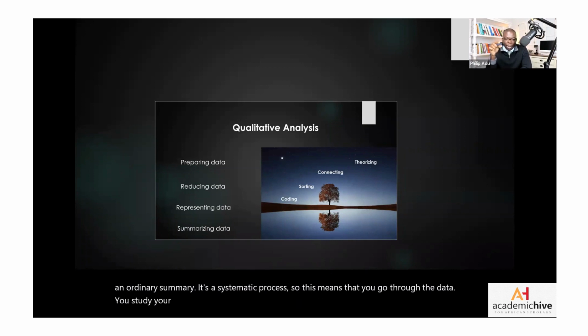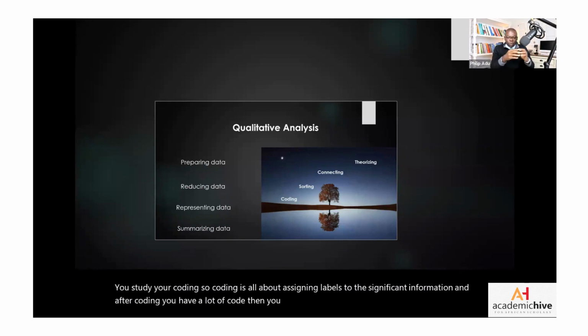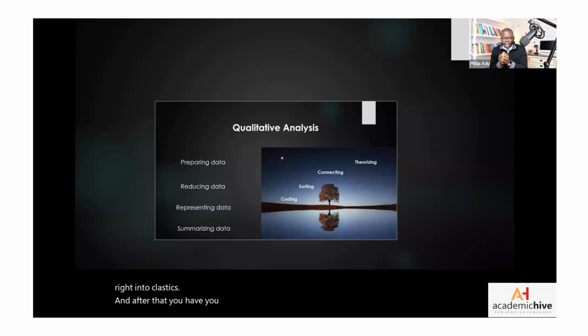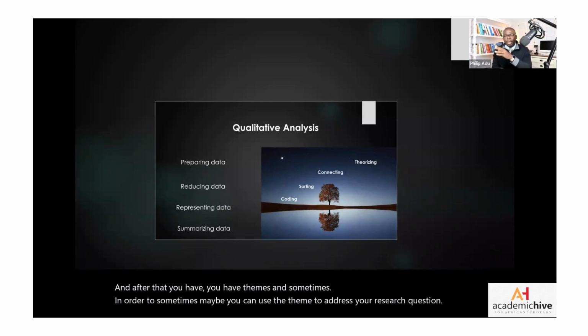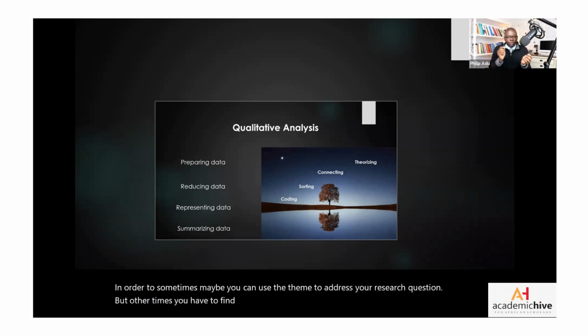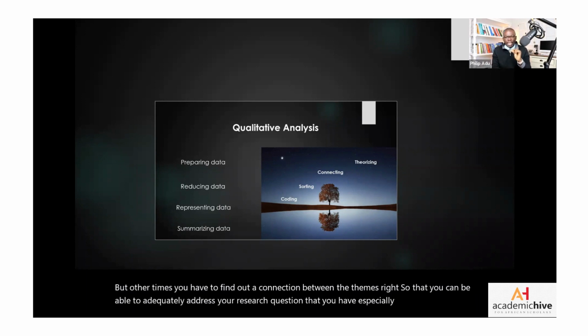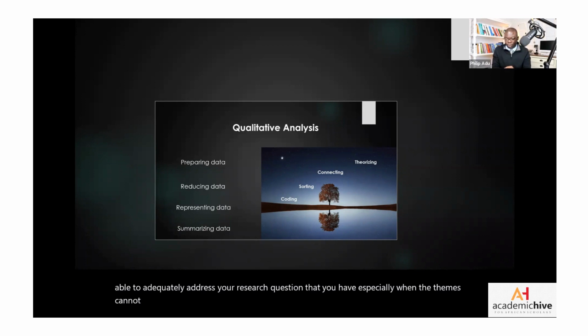Coding is all about assigning labels to the significant information. After coding, you have a lot of codes. Then you can sort and group them based on their similarities into clusters. After that, you have themes. Sometimes you can use the themes to address your research question. But other times you have to find a connection between the themes, so that you can adequately address your research question, especially when the themes cannot individually address it.